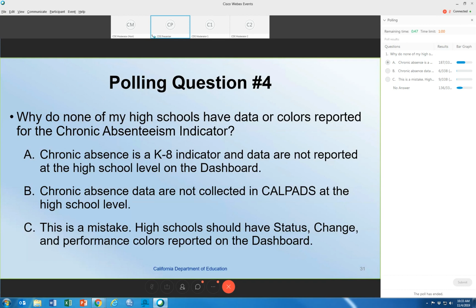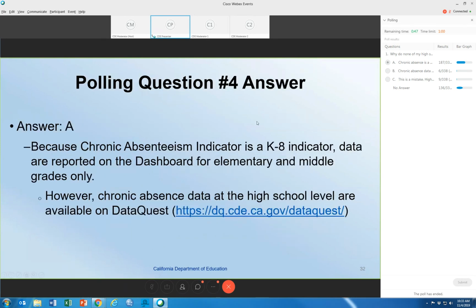All right, thank you for those of you who answered this question. I'm not sure if you guys can see it, but on my end, I'm showing that a vast majority of us answered this question correctly. The answer is A. Chronic absenteeism indicator is a K-8 indicator, where the data will be reported on the dashboard for elementary and middle grades only. Keep in mind that the chronic absence data is available for high schools, but on DataQuest, not on the dashboard. The dashboard is only reporting those in grades K through 8. So if you would like this information for the high schools, you'll have to go to DataQuest.